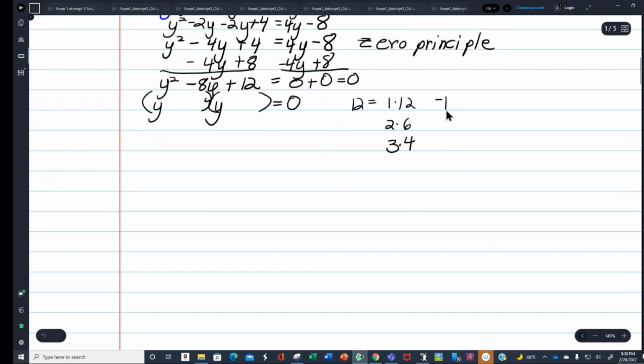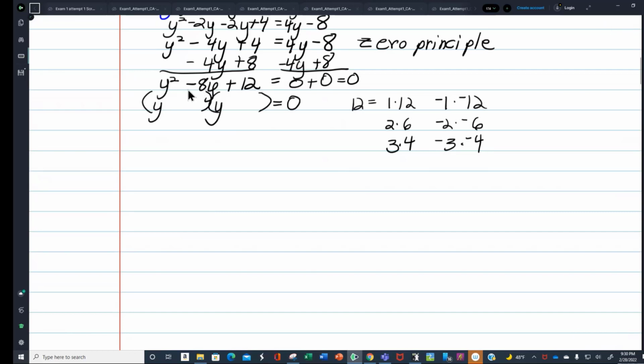And that will be negative 1 times negative 12 because it's positive. A positive number equals a negative number times a negative number, as well as a positive number times a positive number. Negative 2 times negative 6, and negative 3 times negative 4. We need to find the factor pair that adds up to negative 8, and here it is. Negative 2 plus negative 6 equals negative 8.